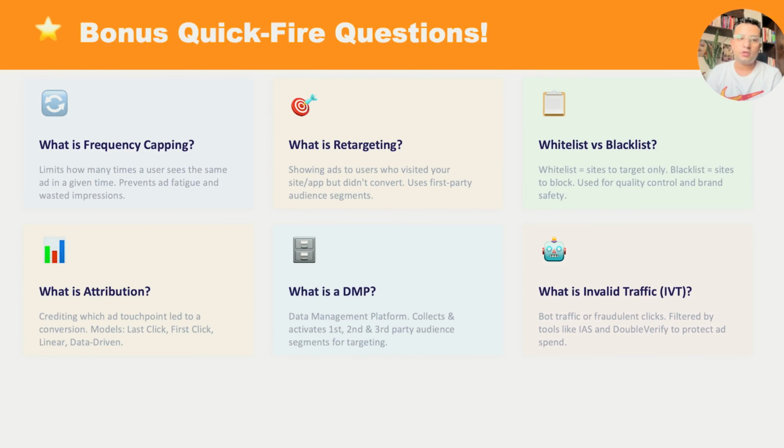What is attribution? Attribution is crediting which ad touchpoint led to a conversion. The attribution models in DV360 are last click, first click, linear, and data driven. I've made an entire video on attribution models. I'm going to pin it in the tags and you can see it because it's a detailed topic, but this is the one-line answer I just gave you. Then comes: what is a DMP? It's a data management platform. It collects and activates first, second, and third party audience segments for targeting. What is IVT? IVT means invalid traffic, bot traffic, fraudulent clicks, which is detected and filtered out by tools like IAS and Double Verify to protect my ad spend. This can be given as a pointer in the brand safety point as well if you're giving that answer.